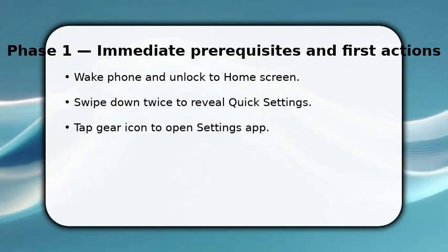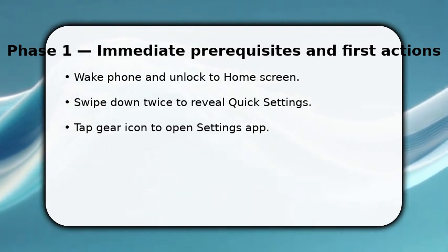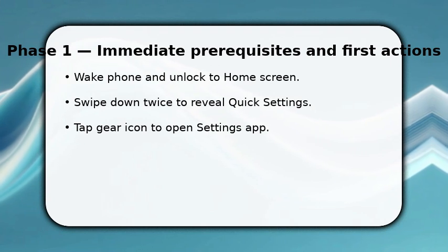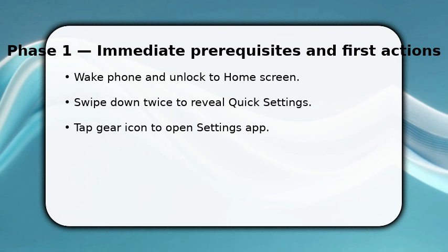You start by getting straight to the Always on Display settings. Open Settings now and follow along. Once in Settings, go to Lock Screen because that's where Always on Display lives. Tap Lock Screen to enter its options.